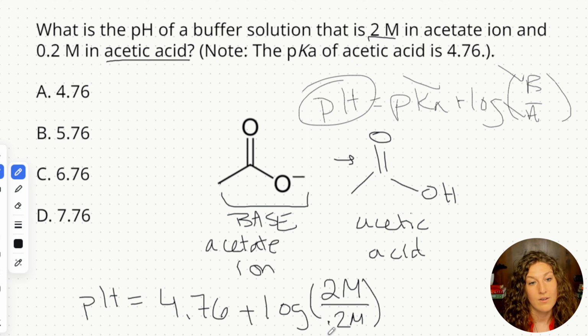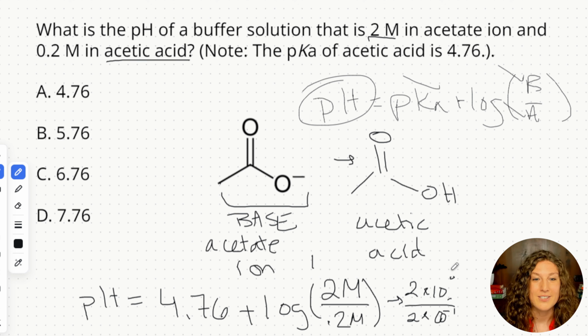So now let's resolve the exponent here. 2 divided by 2 is just going to give us 1. Always with decimals, I like to convert into scientific notation. So we have 2 times 10 to the 0 over 2 times 10 to the negative 1. And 2 over 2 is just equal to 1, right? And then we subtract when we divide exponents. So 0 minus negative 1 is 0 plus 1. So 1 times 10 to the 1, or 10.